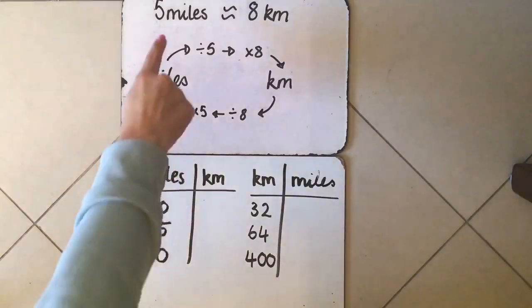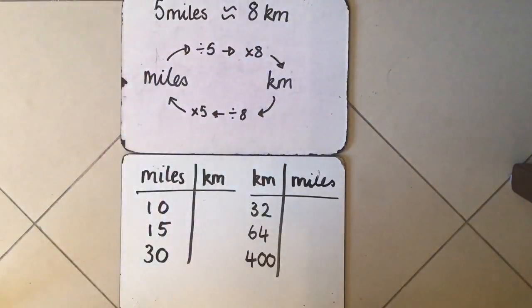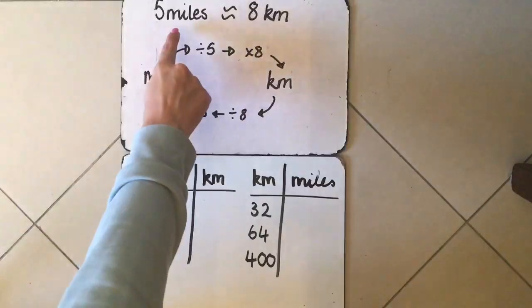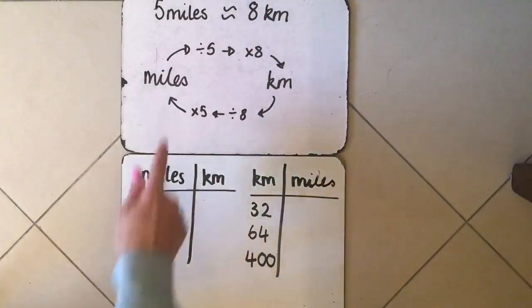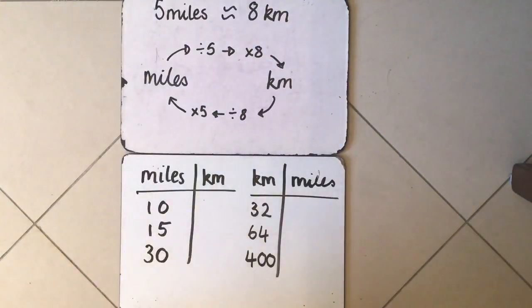Now, 5 miles isn't exactly 8 kilometres, but it's pretty close to it. To make our working out a little bit easier, we're saying that 5 miles is approximately equal to 8 kilometres. This symbol just means approximately equal to. It means that it's equal to pretty much, but not exactly. So with that in mind, let's see how we convert between 5 miles and kilometres.